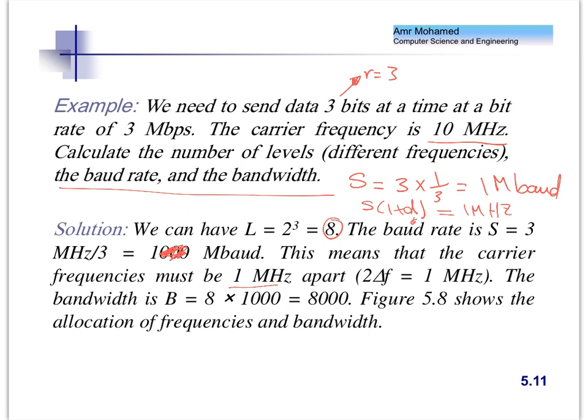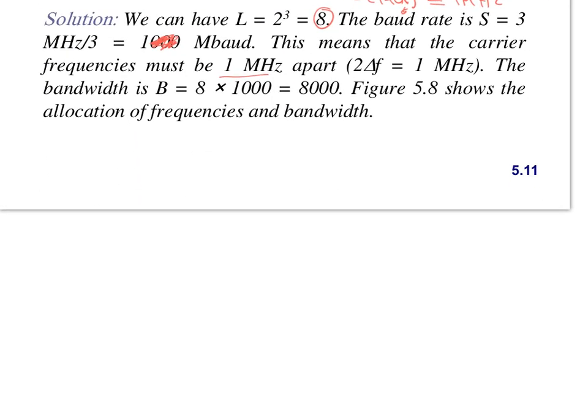So I did not give you the value of 2 delta F, but I can simply slip a word here and tell you minimum bandwidth. If I slip this word, I don't have to give you 2 delta F. 2 delta F is implicitly S times 1 plus D, and D is 0, so it becomes S, and S is 1 megahertz already. Okay? So 2 delta F becomes also 1 megahertz, which means that there is no separation between the 8 symbols. So in that case, the signal will look like this.